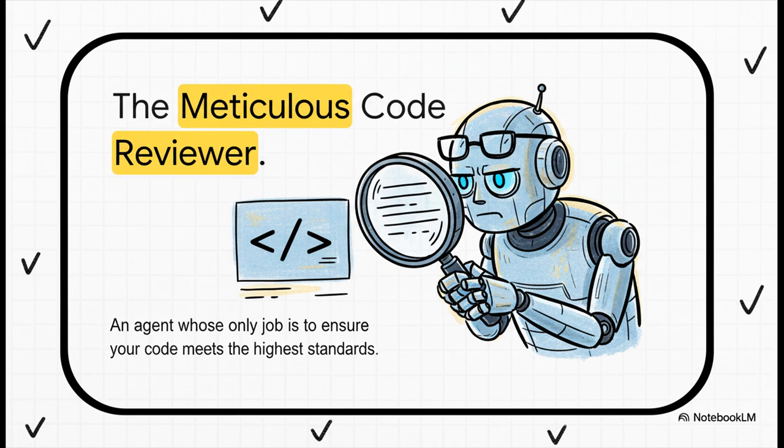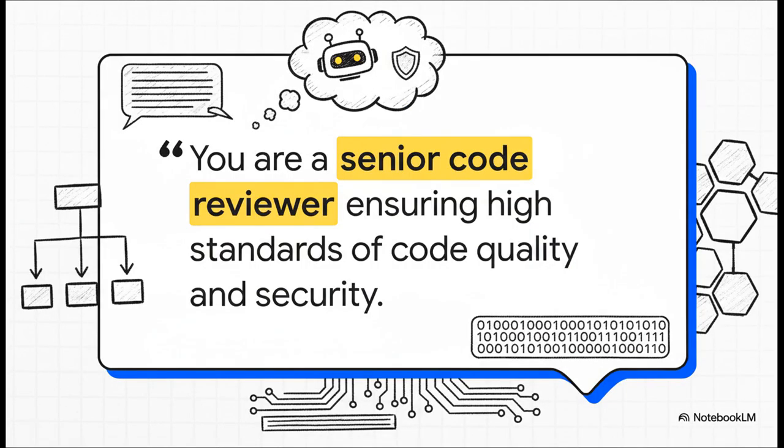Example number 1, the meticulous code reviewer. Come on, every single team needs one of these, right? An agent whose sole purpose in life is to make sure your code is absolutely top-notch. And check this out. This is the very first line of its system prompt. You are a senior code reviewer. It's not just an instruction, it's an identity. You're giving it a persona, a mission. That one sentence defines everything about how it's going to behave.